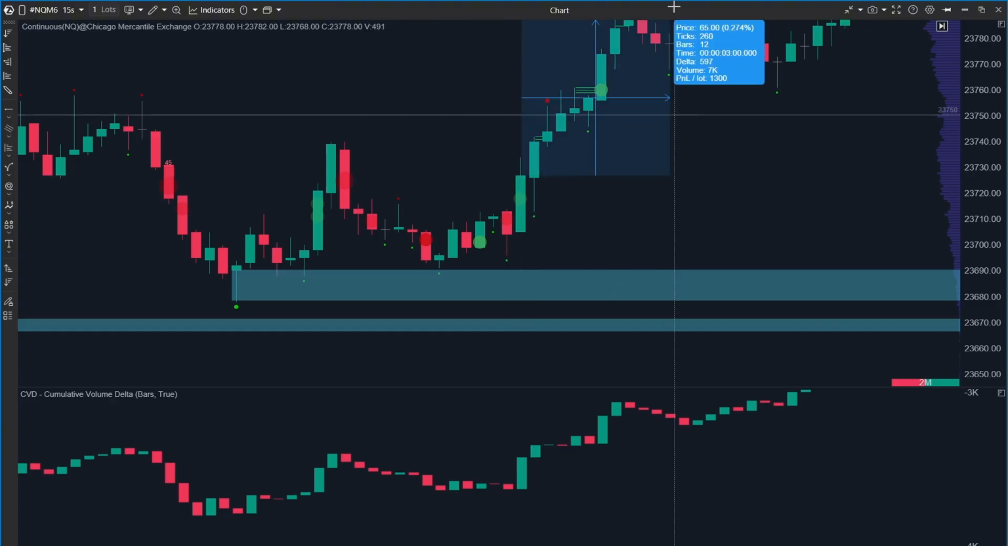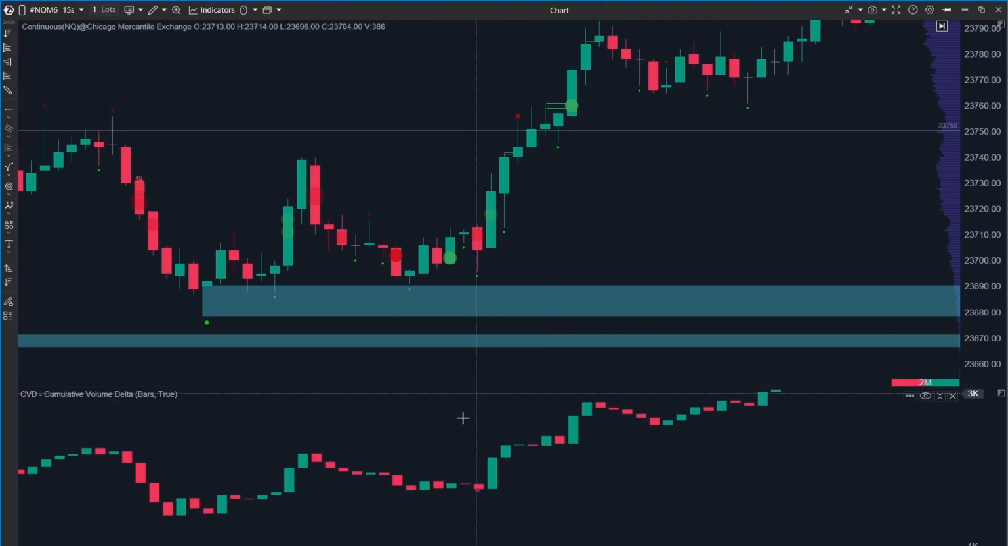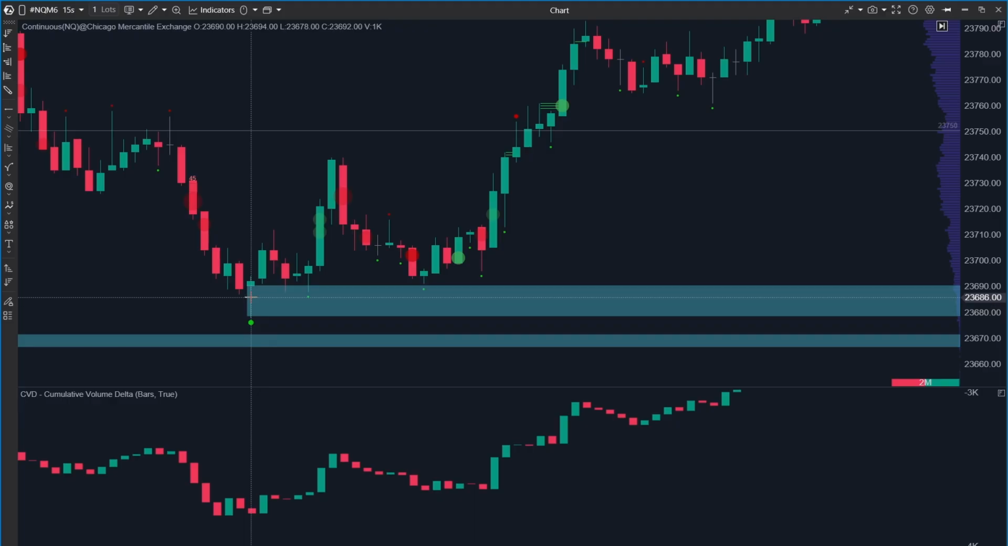And then we use confluence to confirm this. Does this long entry make sense? Does the delta confirm it? Yes, it does. Why? Because price made a low here, it made a higher low here, and the delta made the exact same move. There's a low here in the delta with a higher low here in the delta. The delta is starting to go up here, right?